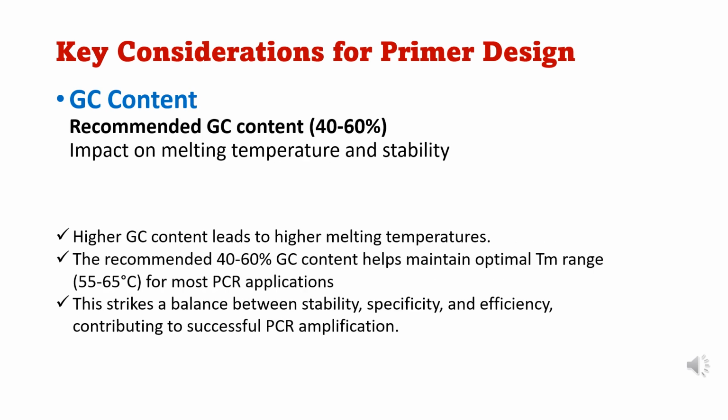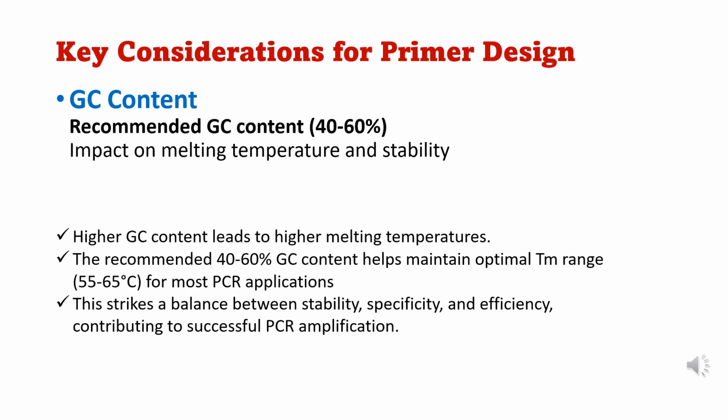Another crucial factor while designing a primer is GC content. In PCR, considering the GC content of a primer is crucial for several reasons related to melting temperature and stability. For example, in the context of melting temperature, GC pairs form 3 hydrogen bonds while AT pairs form 2 hydrogen bonds. A higher GC content leads to a higher melting temperature, and the recommended GC content is 40 to 60%, which helps to maintain the optimal melting temperature range, that is 55 to 65 degrees C for most PCR amplification.